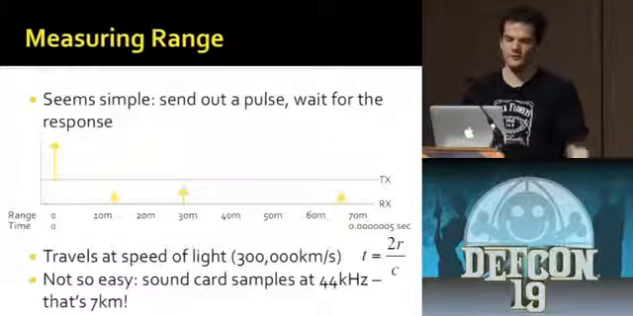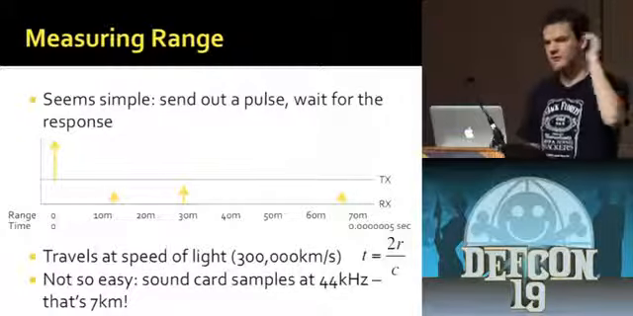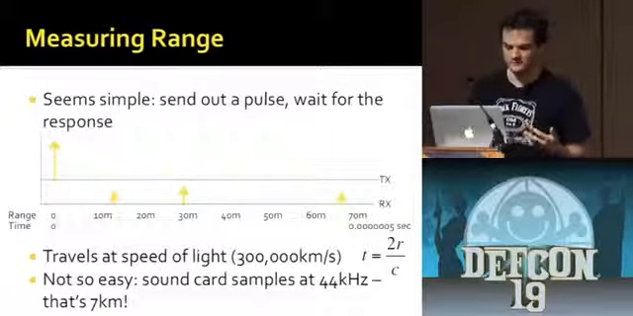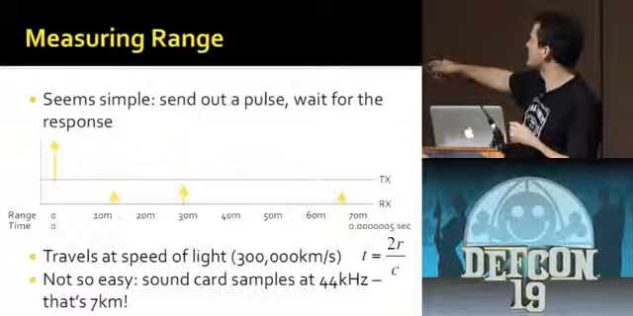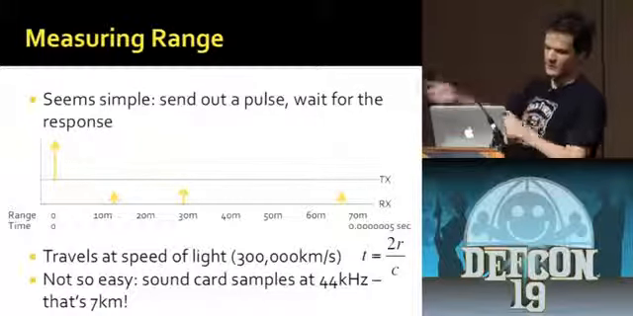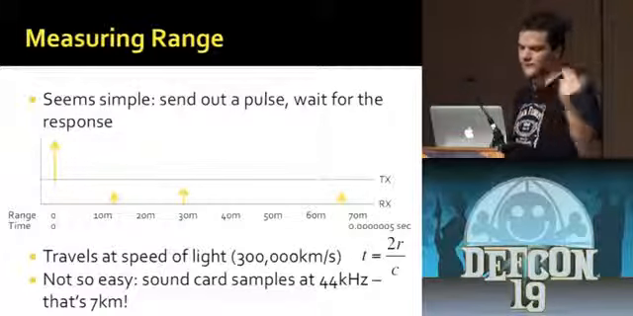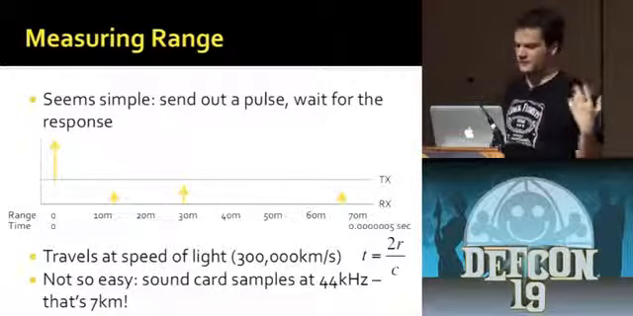So if we want to measure range, it seems pretty simple, right? We send out a pulse, just ping it out and wait for the response, and we just time how long that takes. So here's a visual depiction. If we have a transmit pulse at time 0, then we're going to get some returns from some targets, and we're going to say one is 15 meters away, one is 30 meters, one is 65. And so that seems pretty easy. We just look for it on a scope or something.